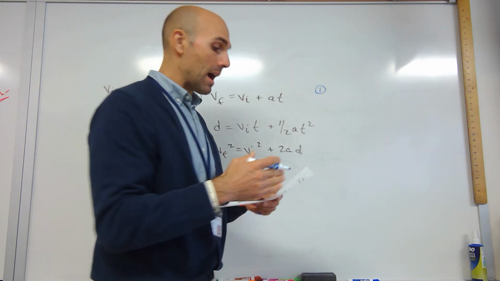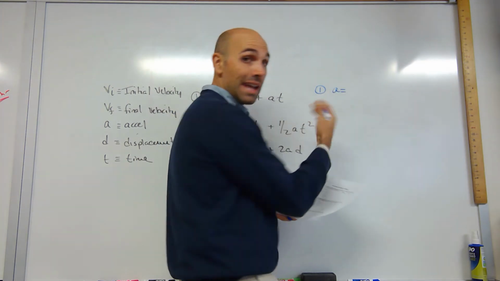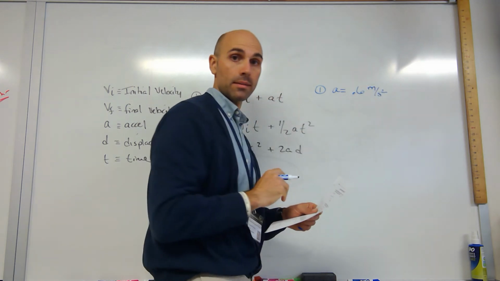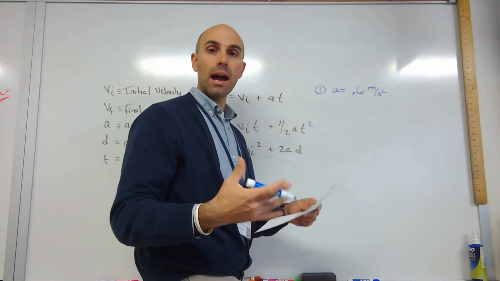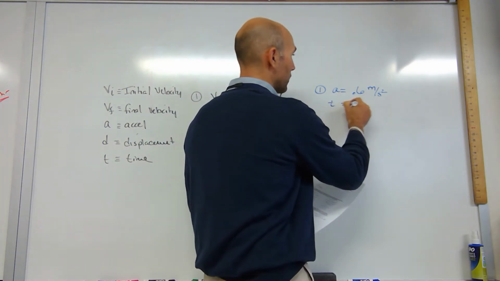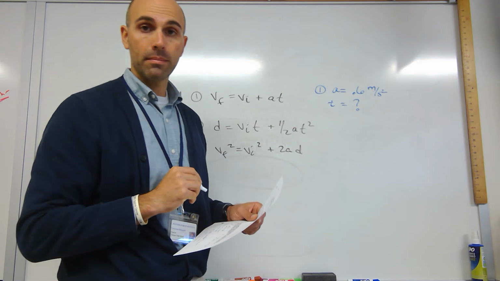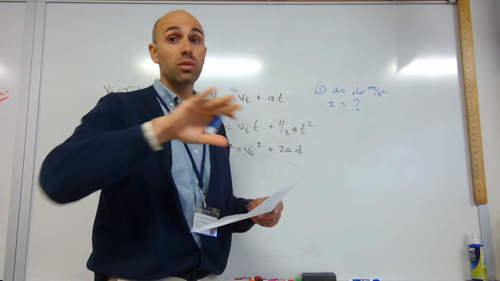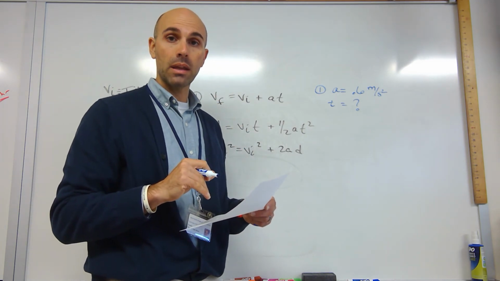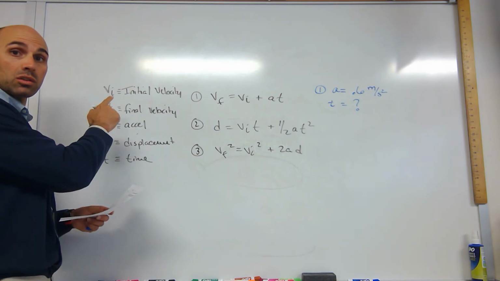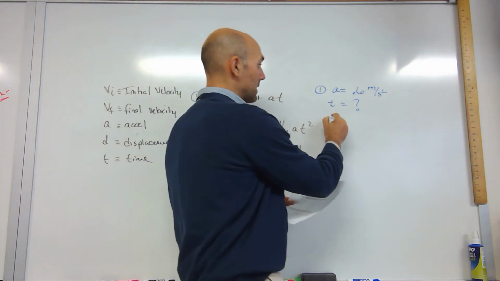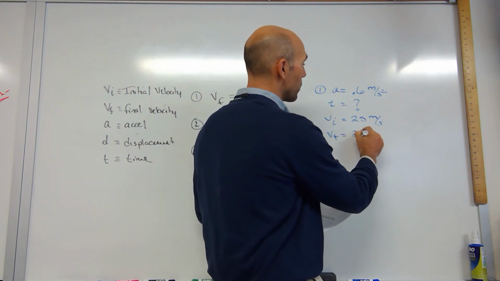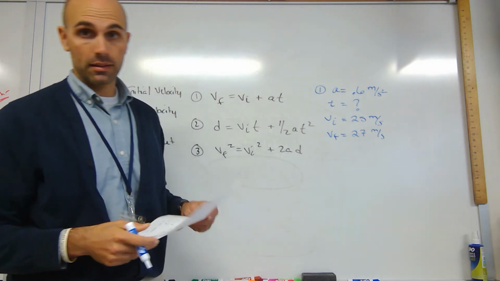According to this problem, I know I have an acceleration, an A, that is 0.6 meters per second squared. I know I'm looking for a time. How long did it take? So for time, I'm going to put a question mark. And then it says, how long did it take to go from a speed of 25 meters per second to a speed of 27 meters per second? Those are my 2 velocities, my initial and my final. So my initial velocity was the 25 meters per second, and the final velocity was the 27 meters per second.